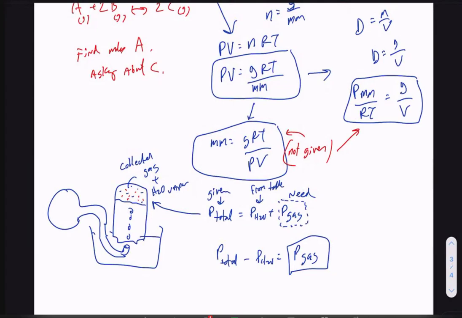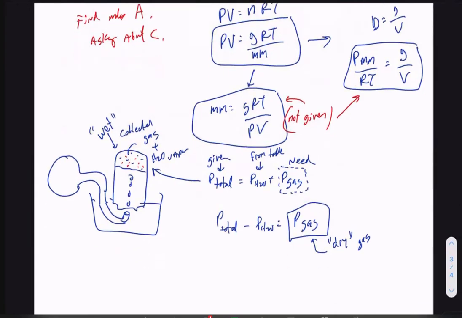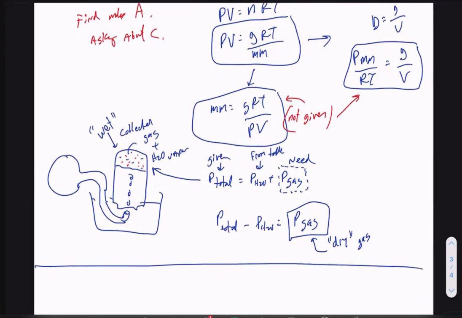And once you get the P of the gas, then it's most likely a straightforward ideal gas law after that point. But you have to recognize that this must be done before you proceed. This is often called the wet gas, whereas after you subtract, this is called dry gas, and that's what you use. All right. Those are the main points from gases.